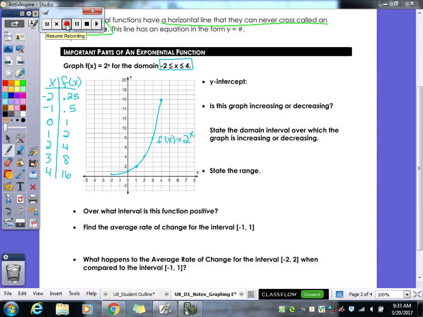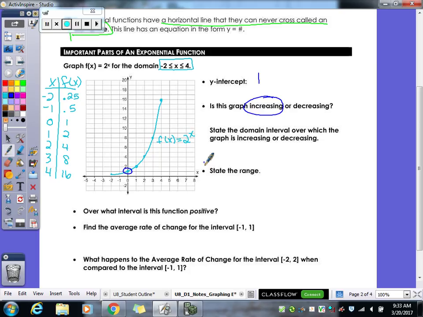So now that we have our graph, we can go ahead and answer our questions. What would be our y-intercept here? Where do we hit our y-axis? At 1. So our y-intercept is 1. Is this graph increasing or decreasing? This graph is increasing. Remember, if we start at the left and we follow our graph, this one's going up. So this graph is an increasing graph.